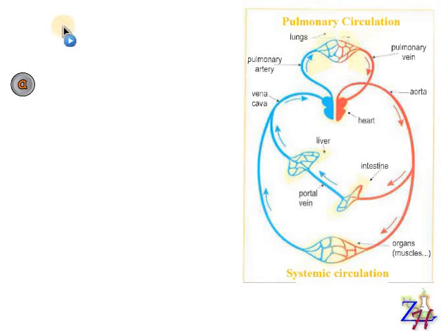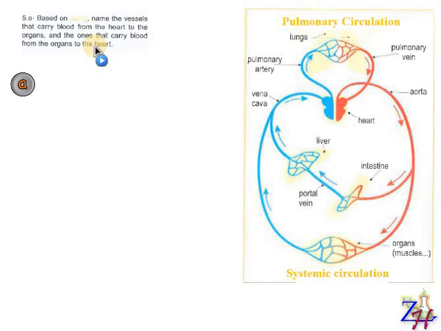Okay, now let's start with number 5, part A. Based on document G, name the vessels that carry blood from the heart to the organs and the ones that carry the blood from the organs to the heart. Let's look together at document G here.